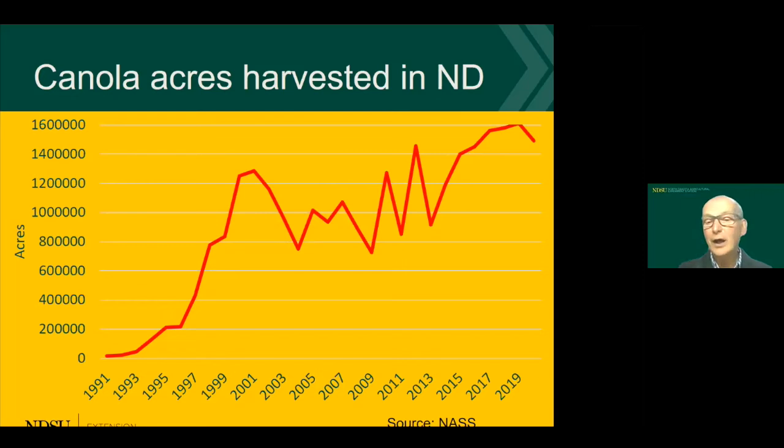Canola acres are quite substantial in the state. It is a major crop. On the left, we see the acres. We are plateauing the last year at about 1.6 million acres. So great crop. It varies a little bit year by year, and the coming year, we are hoping that we see a good number of acres again.